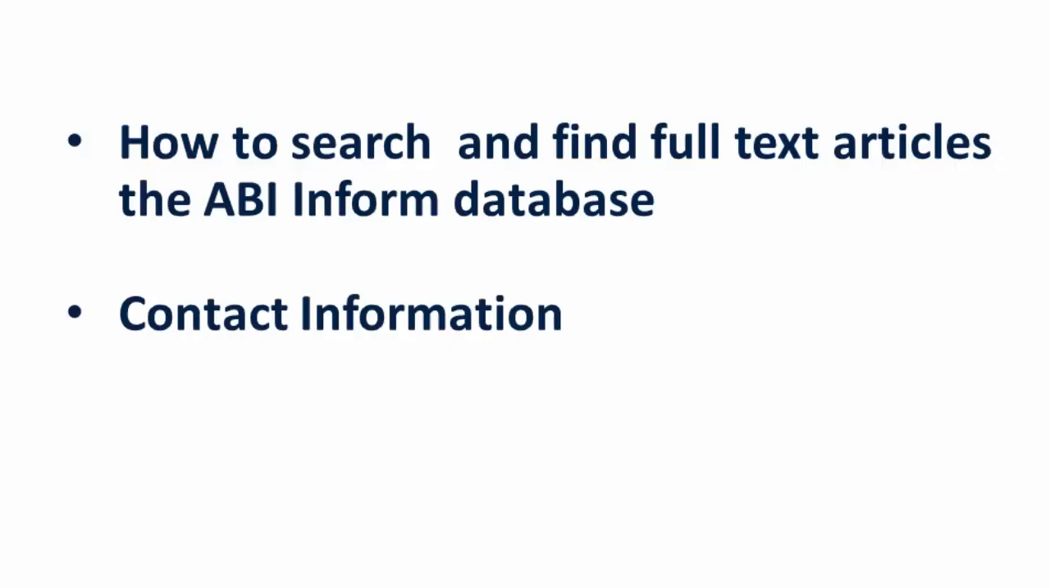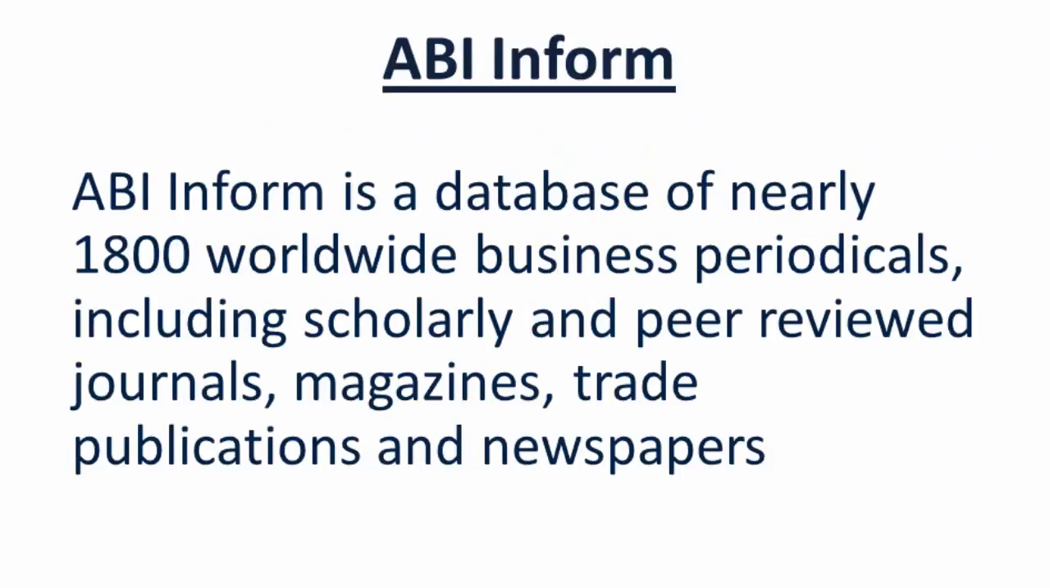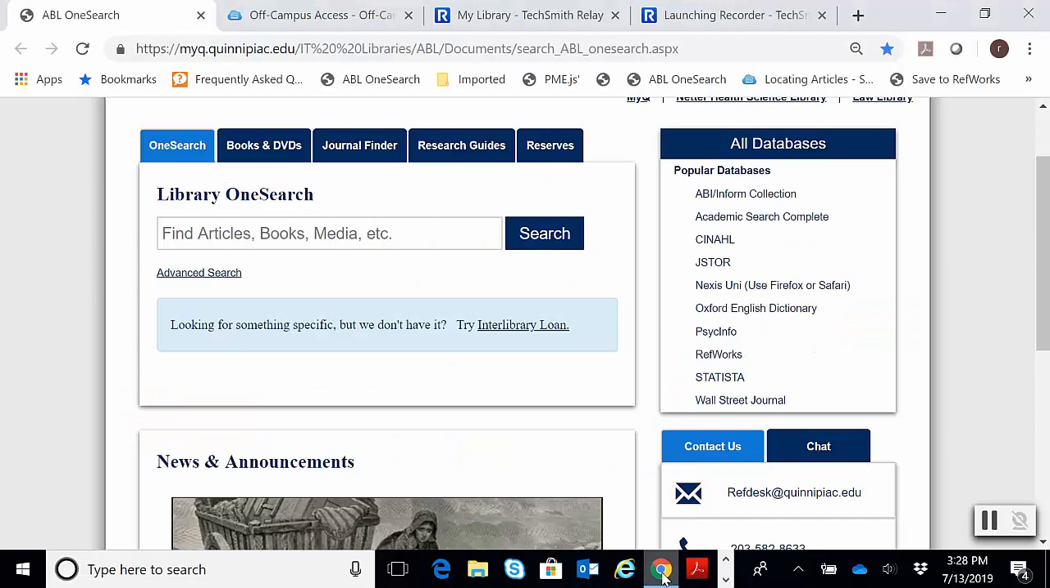In this video, we will learn how to search and find full-text articles in the ABI/Inform database and contact information. ABI/Inform is a database of nearly 1,800 worldwide business periodicals, including scholarly and peer-reviewed journals, magazines, trade publications, and newspapers. ABI/Inform can be found on the Arnold Bernhard Library homepage under Popular Databases, and here is ABI/Inform.